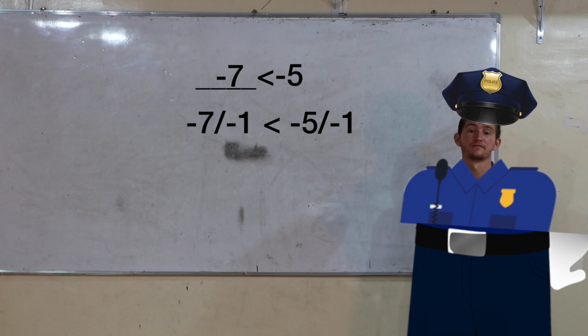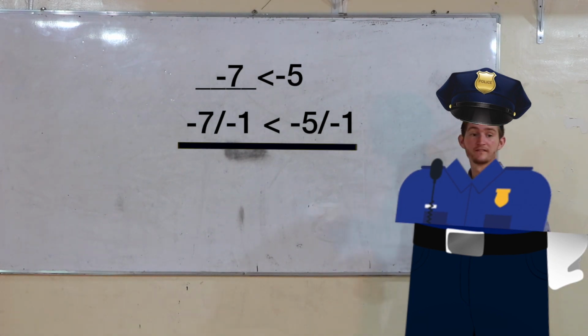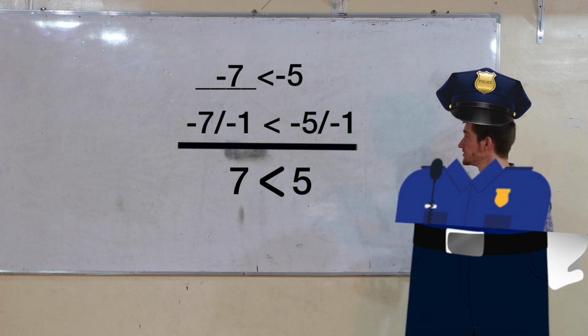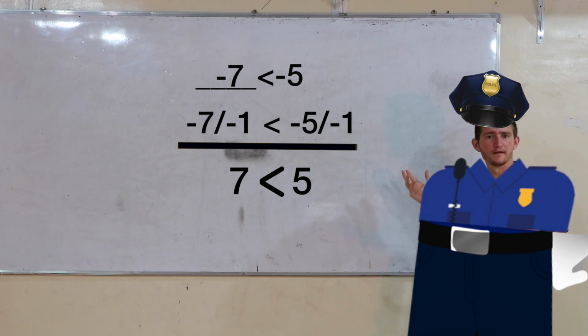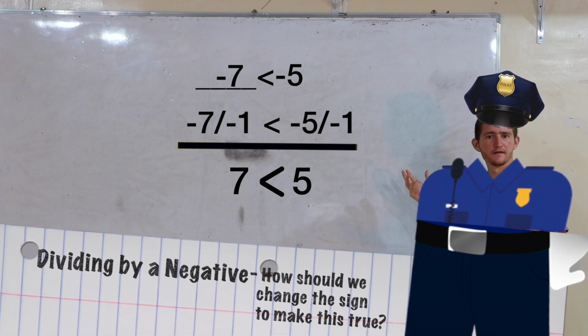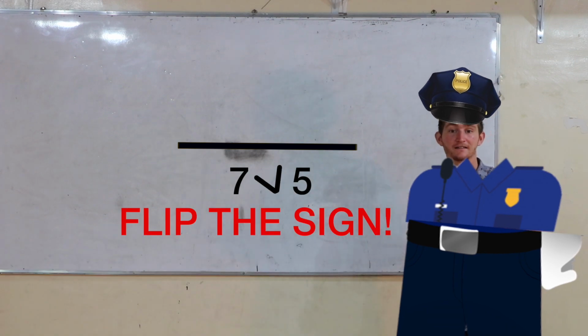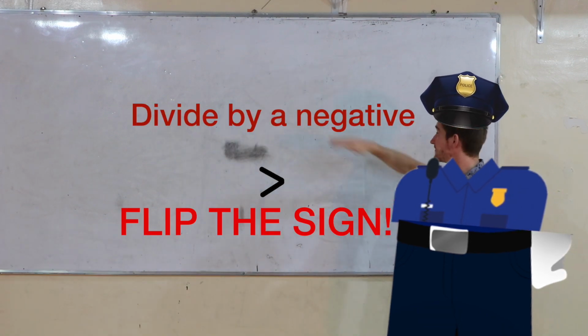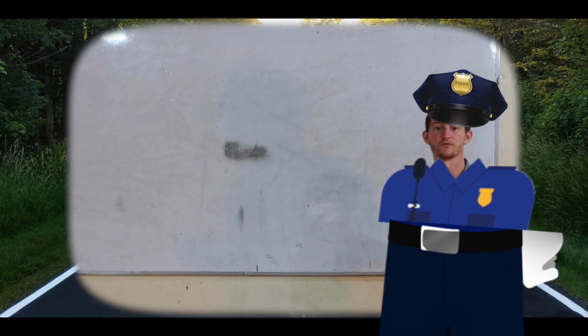Alright, negative 5 divided by negative 1 is equal to 5, and negative 7 divided by negative 1 is equal to 7. So, wait a minute. If you write it out, it's still 5 is greater than 7, which doesn't make sense, right? So in order to make this true, we need to do what? Flip the sign. Divide by a negative, flip the sign. On to the next row.